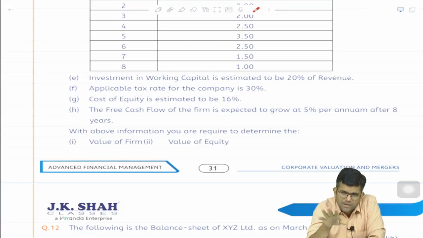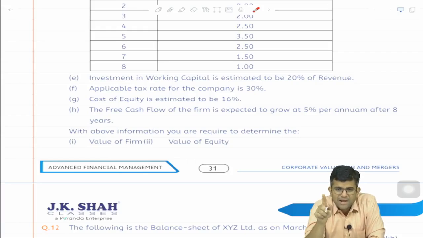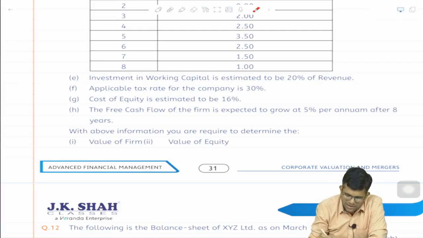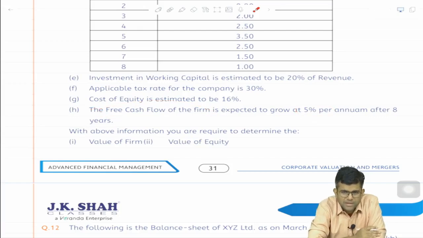But here I am saying no, we'll stop at year 8 only. The reason is that in question number 10 and question number 14 that you did, they had given you the stable growth in sales and stable growth in EBIT. You are understanding, and therefore we had to calculate. Here, they are saying that the growth of 5% will be straight away on FCFF. I hope you are listening.